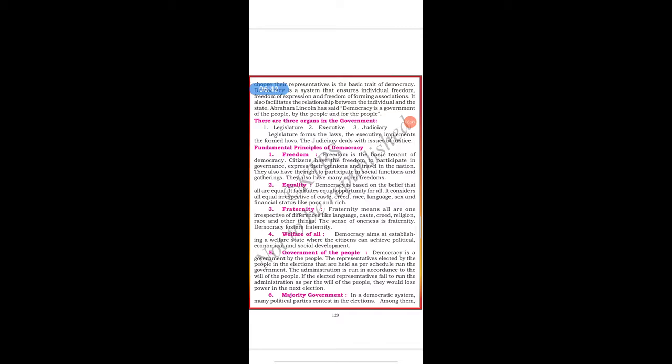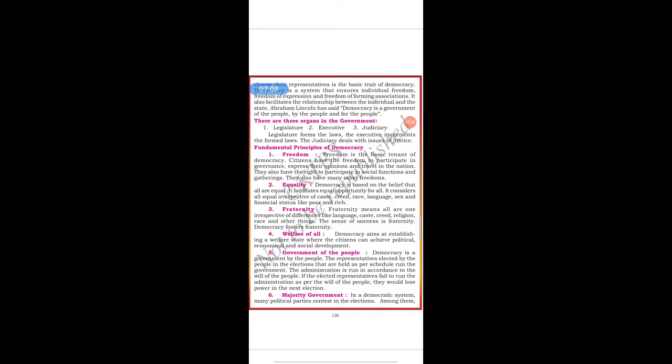So students, as we are the citizens of India, we have many rights, isn't it? So in that, rights of freedom. Here, the first fundamental principle of democracy is freedom, students. Freedom is a basic tenet, basic point or basic principle of democracy. So citizens have the freedom to participate in the governance, express their opinions and travel in the nation.